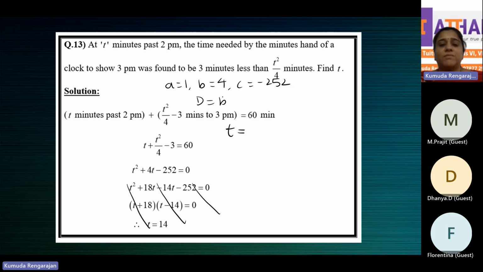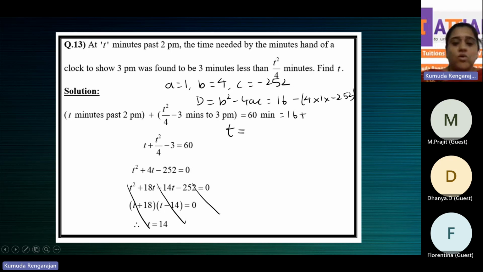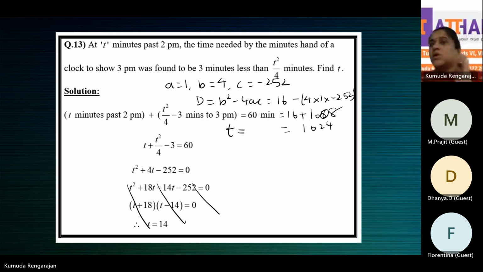What is D? B square minus 4AC. So B square, 4 square is 16, minus 4 into A into C. So that will be 16 plus 252 into 4. 250 into 4 is 1000, and 1008 it will be. So together it is 1024. D is 1024.